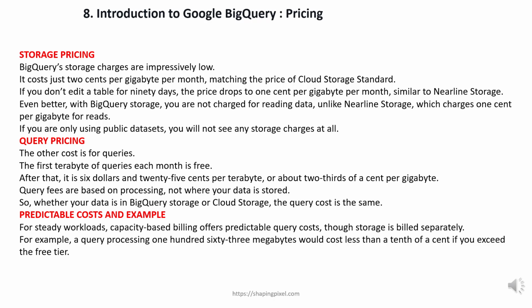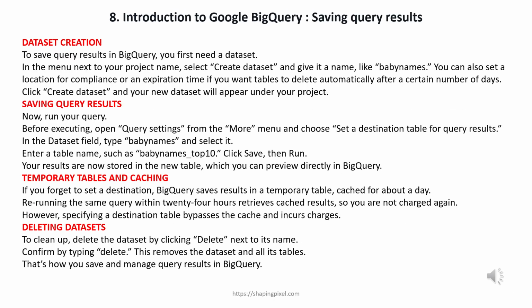For steady workloads, capacity-based billing offers predictable query costs, though storage is billed separately. For example, a query processing 163 megabytes would cost less than 1/10 of a cent if you exceed the free tier. To save query results in BigQuery, you first need a dataset.